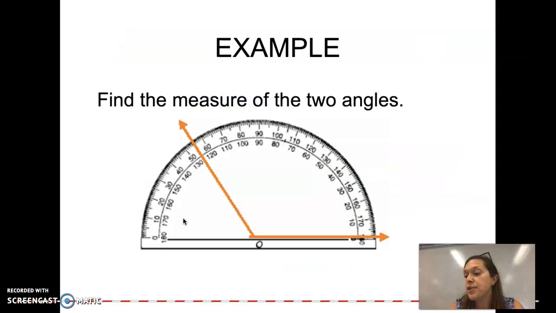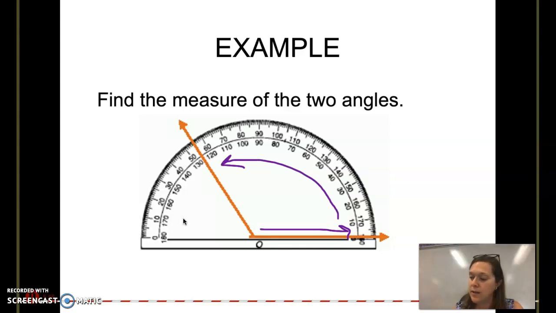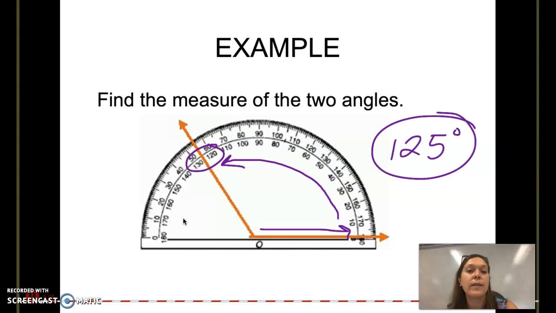So what would be the measure of this angle? Well, again, my initial ray is pointing to the 0 on the bottom, so I'm going to go counterclockwise to the bottom row. And it looks like we're crossing in between 130 and 120. It looks like it's about exactly, so I'm going to say that my answer is 125 degrees. Take notice that I'm putting that little degree sign up there to show that I'm measuring in degrees. You need to make sure you put your units.